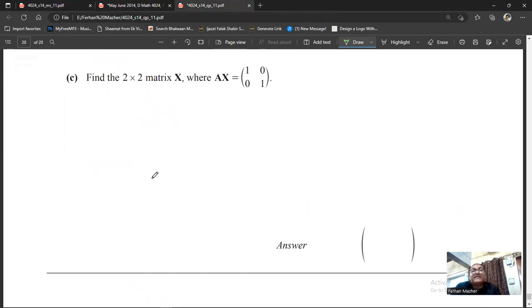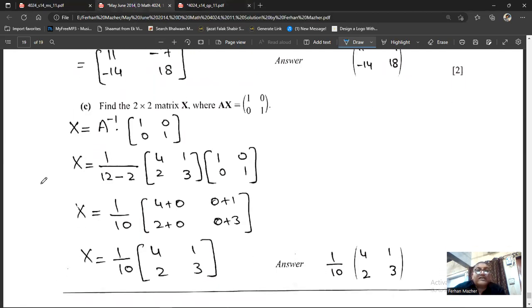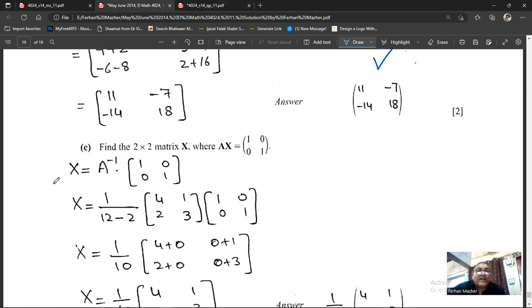Then the question is, find the 2 by 2 matrix X where AX is equal to [1, 0; 0, 1]. So here, very simple. The X will be equal to the A, and when the A goes to the other side, it will become A inverse, and it will be [1, 0; 0, 1]. So first of all, I need to find A inverse because it's on the first position, so its inverse will also be on the first position on the other side. So I need to find A inverse. And you know how to find the A inverse?